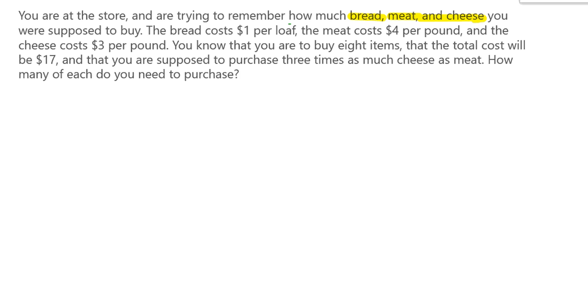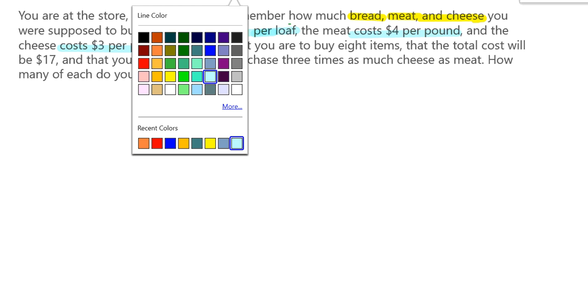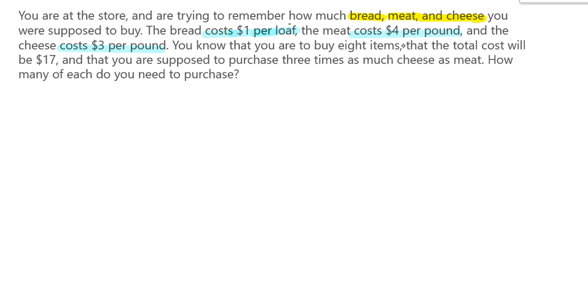And it says, the bread costs $1 per loaf. So cost is a math word, per is a math word, and then $1, that's a math phrase. Okay, then it says the meat costs $4 per pound, and the cheese costs $3 per pound. And again, bread, meat, and cheese, those are our main focuses. That's our X, Y, and our Z.